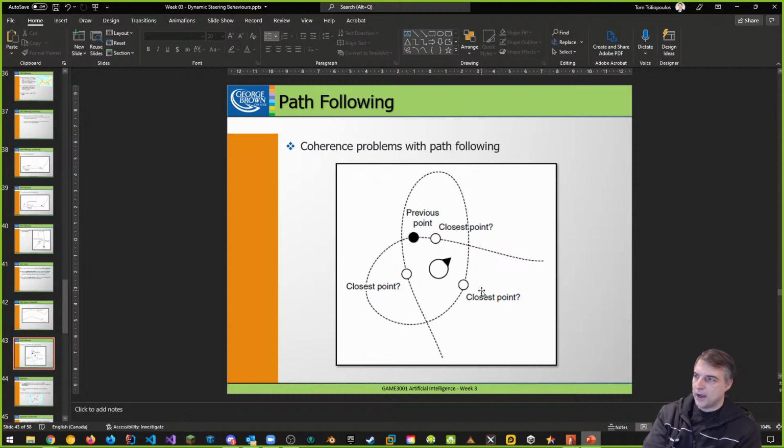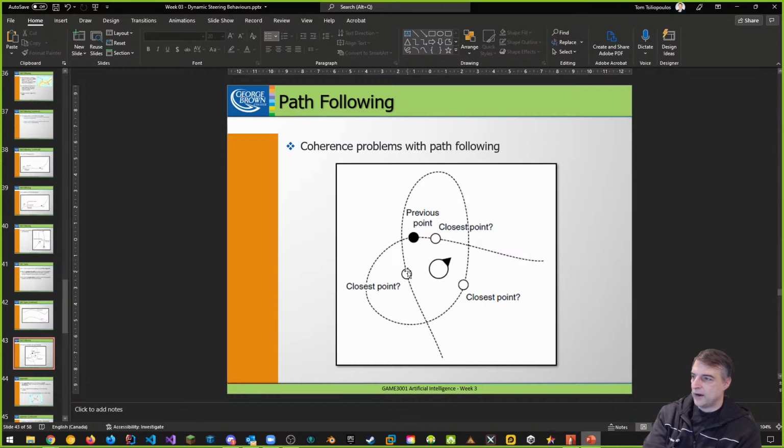And there's also problems with path following, as an example. Remember, we want to get that closest point. Well, what's the closest point if the path kind of turns onto itself? You may not think that this is even a thing, but actually it is.